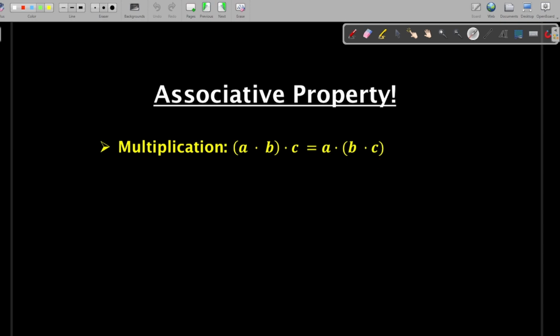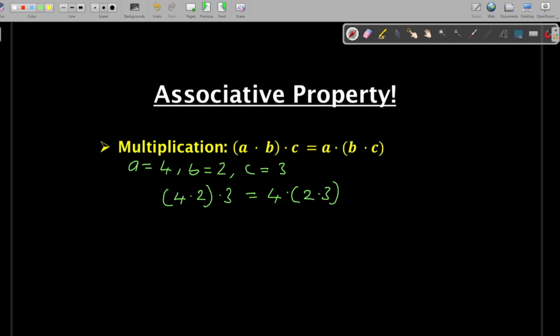So if we pick an example where we have three real numbers where A is equal to 4, B is equal to 2, and C equals to 3. So substituting these values into this expression, we have open bracket A is 4 multiplied by 2, close the bracket, multiplied by 3, we say is equal to what we have on the right hand side, A is 4 multiplied by open bracket 2 multiplied by 3, close the bracket.